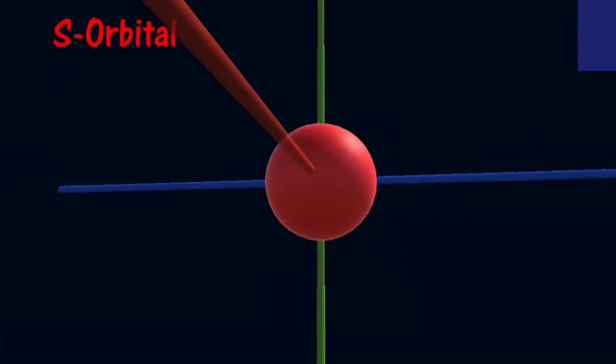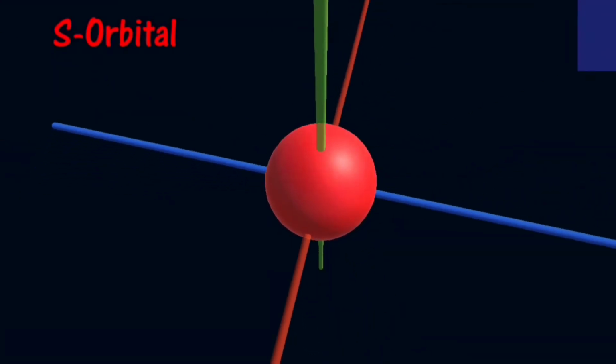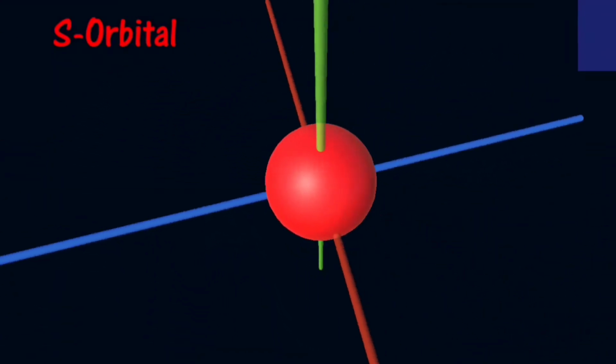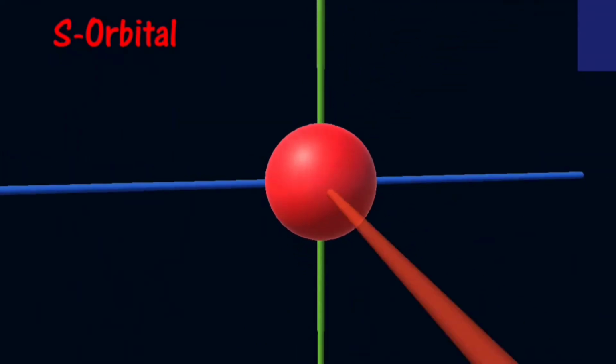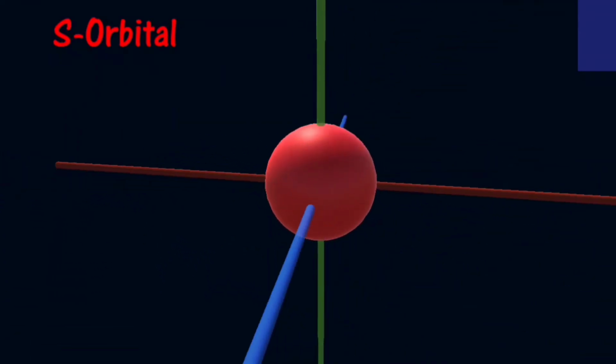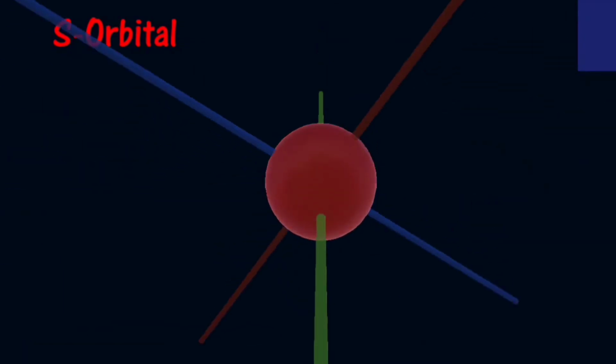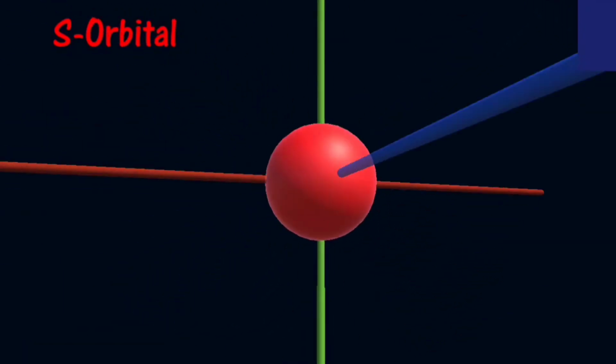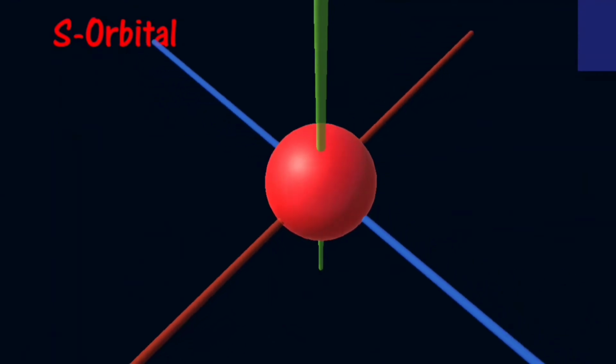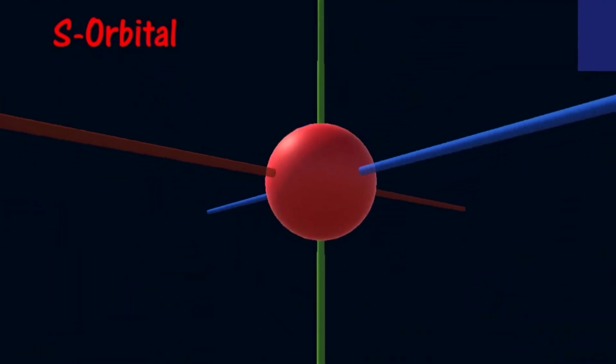This is s orbital. We can say that s orbitals are spherically symmetric, having the probability of finding the electron at a given distance equal in all the directions. There can be 2 electrons in one orbital maximum. The s sublevel has just one orbital, so can contain 2 electrons maximum.